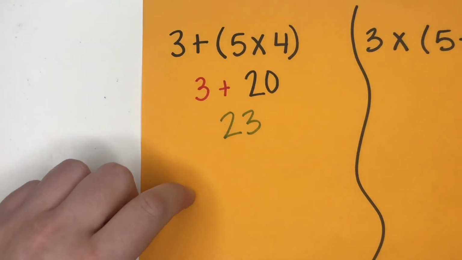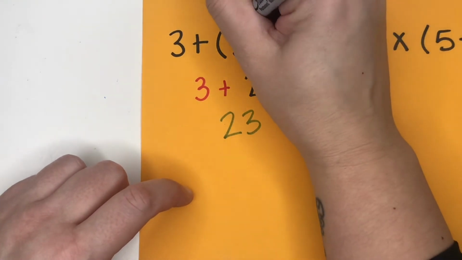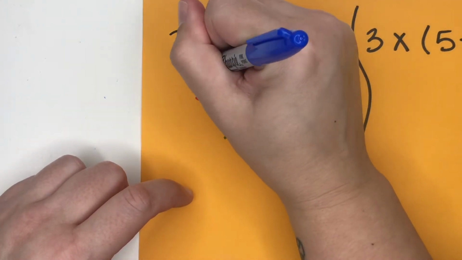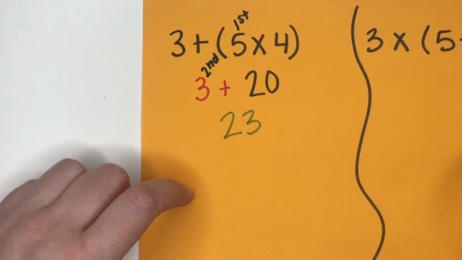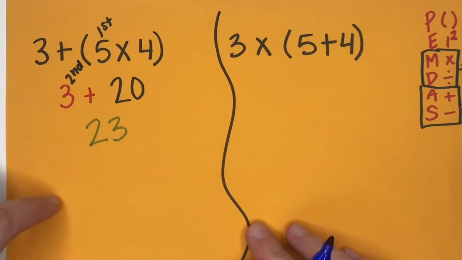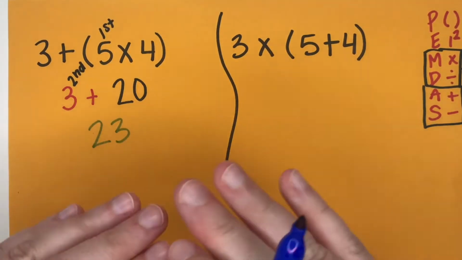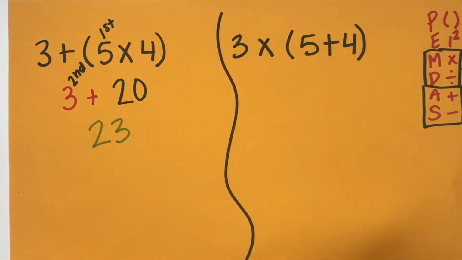Not too complicated for this first one. We just remember that this is first, and then this is second. And that gives us a solution. So now that we're done evaluating that problem, let's look at this second problem over here. Now remember, our digits are the same, our operations are the same, but they're in different orders.